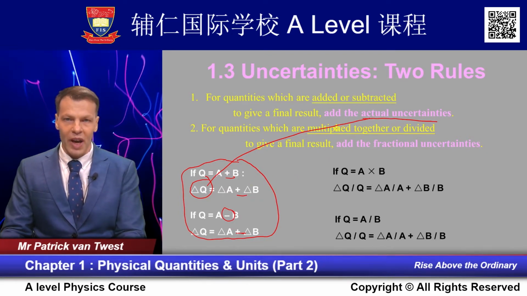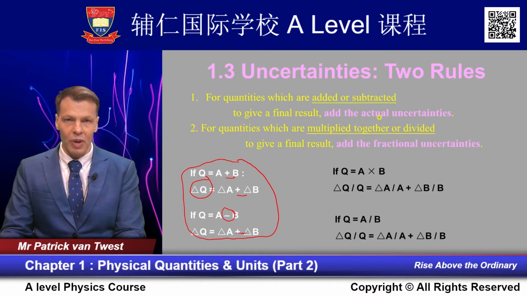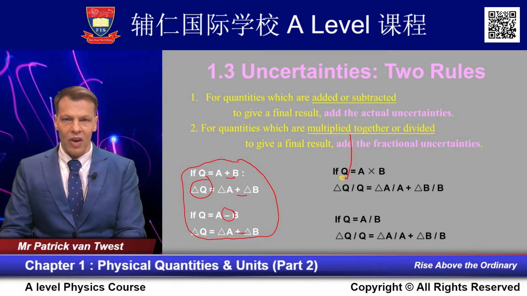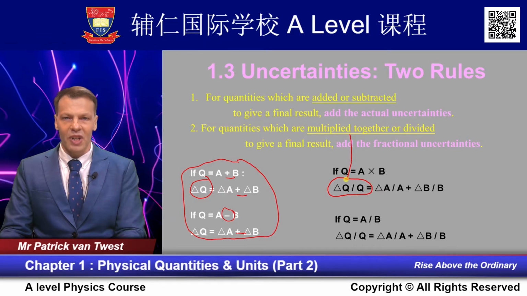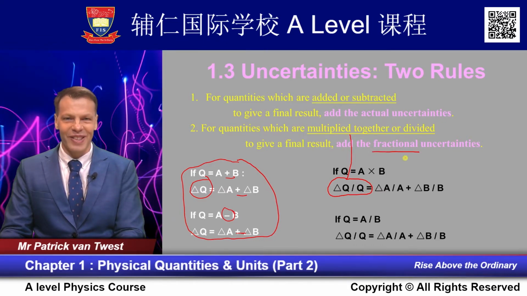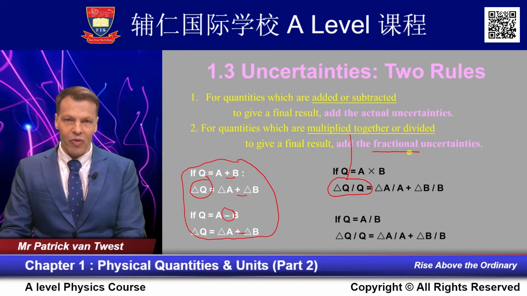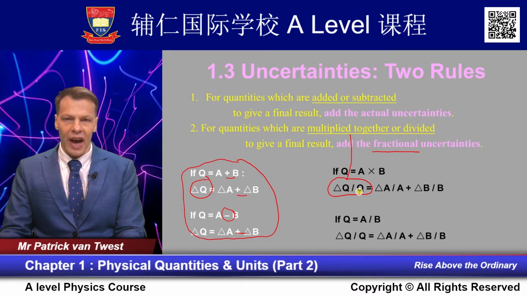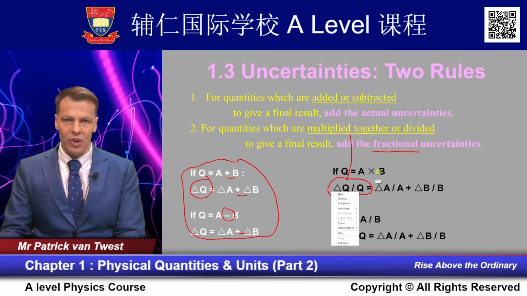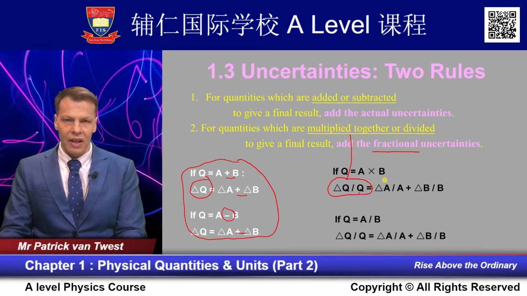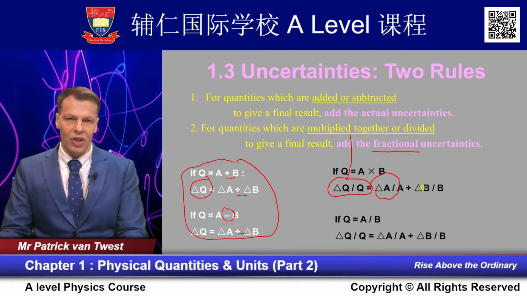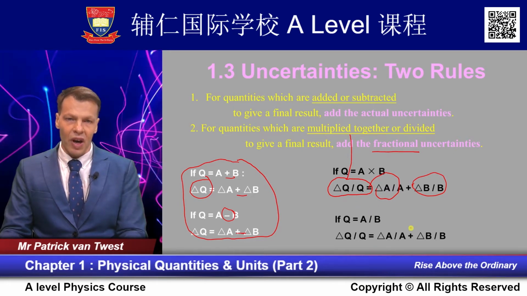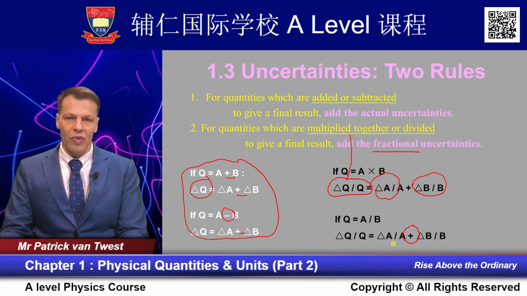Now, when we multiply or divide quantities, we're doing something different. Instead of actual uncertainties, I'm dealing with something we call fractional uncertainties. Sounds the same, actual and fractional, but can you see what the difference is? It's the uncertainty divided by the actual quantity. And what I do there is I add up the fractional, or sometimes they call percentage, uncertainties. So I'm adding the fractions. And even if I divide, can you see it's the same? I'm still adding fractional uncertainties.